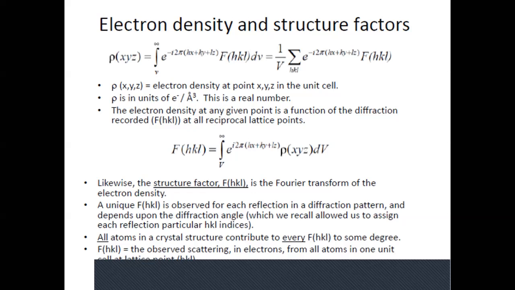So we have our reciprocal space diffraction reflections. We use that to determine the HKL indices. Then we get intensities for that, which are called the structure factors. Once we have the structure factors, the FHKLs, we can use that to determine electron density in the actual unit cell. And from that, we can determine atom positions.